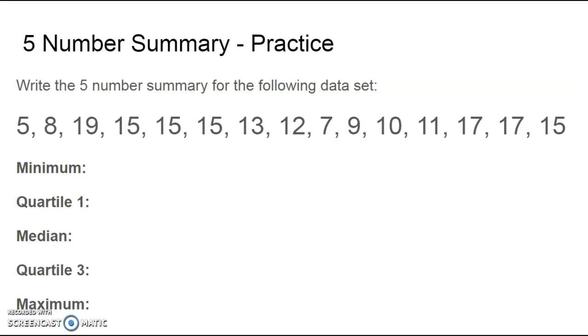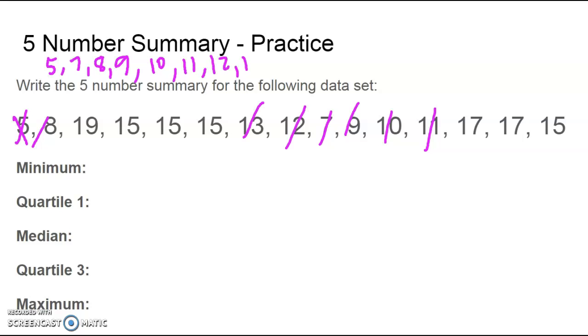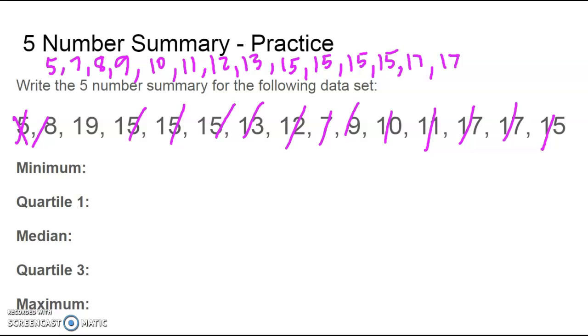So doing that, let's see, my smallest number is 5. Then I have a 7, an 8, and a 9. Then I have 10, 11, 12, 13. I have 1, 2, 3, 4 15s. I have 2 17s and 1 19. Okay, so now all of my data is lined up.